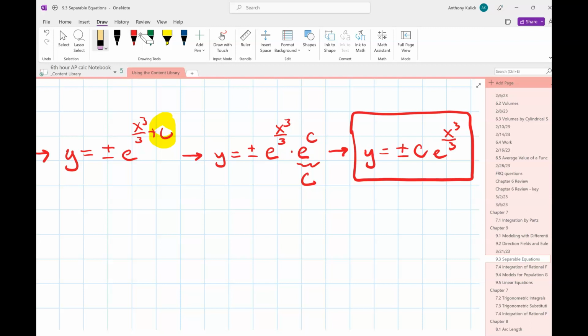Do you like it when I use C's all the time? Should I use a different letter here? Use K or something for constant? Okay, doesn't really matter to me. Just keep calling them C's. They're all constants. I don't mind.